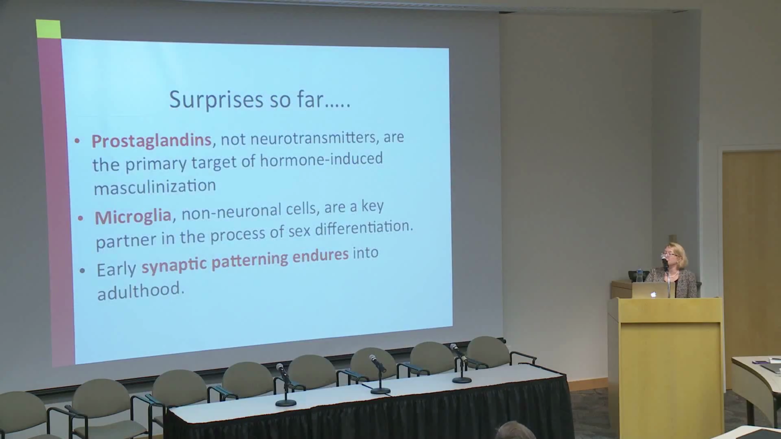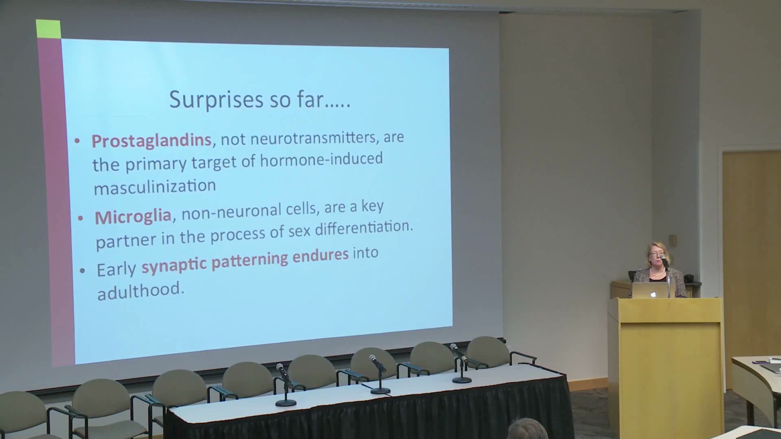Okay, so what are the surprises so far? First of all, prostaglandins, not neurotransmitters, are the primary target of hormone-induced masculinization. Second, microglia, non-neuronal cells, are a key partner in this process of sex differentiation. They have no relationship with neurons at all. And third, the early synaptic patterning that we've discovered actually endures into adulthood.